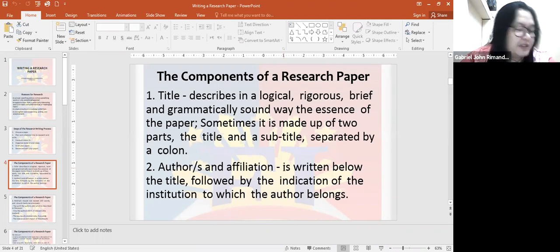And then authors and affiliation. These are the members of the group. Your names are written below the title, followed by the indication of the institution to which the author belongs. Because we come from different institutions and different industries, let us just settle on using the Filipino Institute. Actually, it is the Filipino Institute Business School that we need to use. That is the institute where we belong under one umbrella of the Filipino Institute.